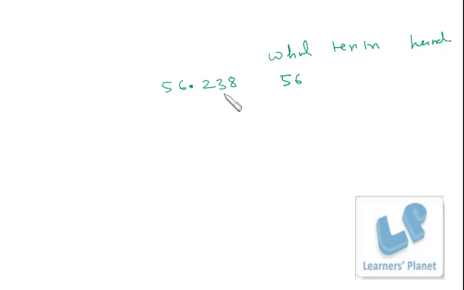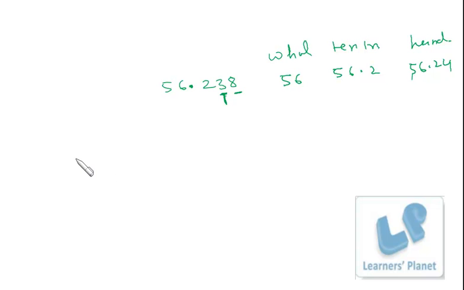Now nearest 10th, just see the second number after decimal. It is less than 5, so it is 0 and I'll write 56.2. Now nearest 100th, so see the third digit after decimal. Is it more than 5 or less than 5? It is more than 5, so I add 1 over here. So it is 56.24. So in whole number, no number after decimal, in nearest 10th place, one digit after decimal, and nearest 100th place, 2 digits after decimal.